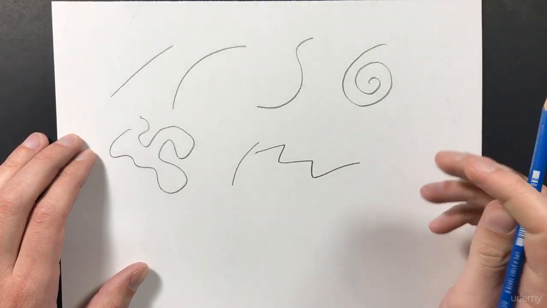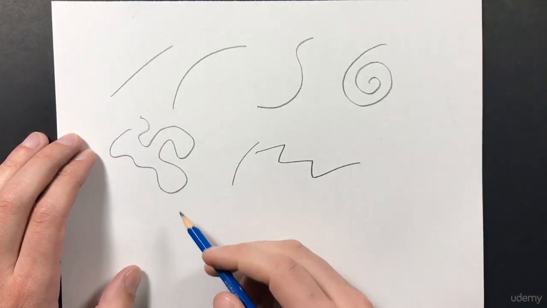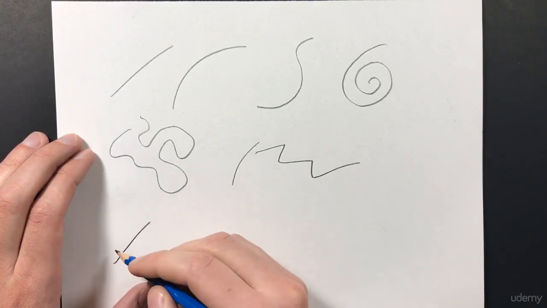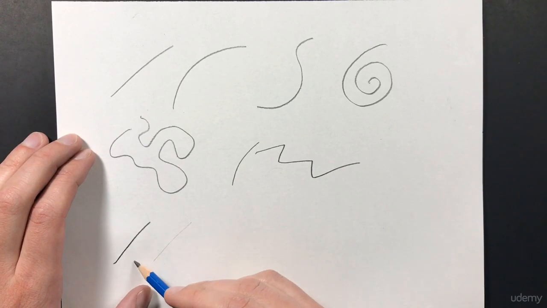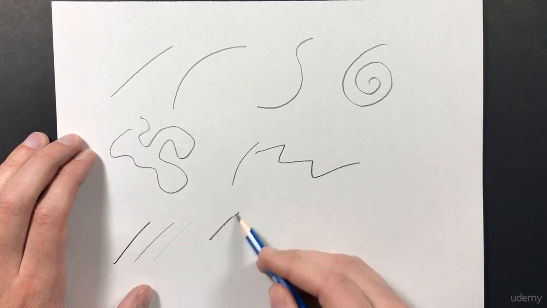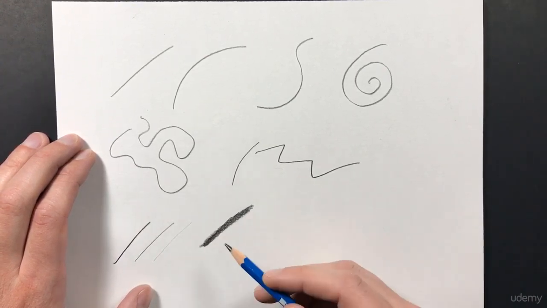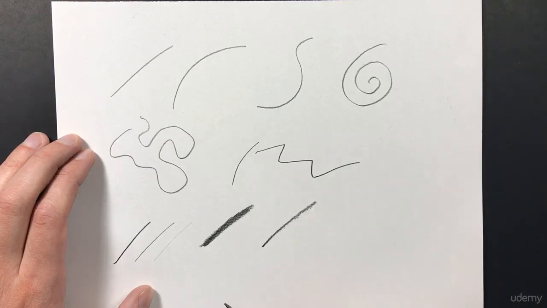And there are different things that you can do to make your lines look different. First off, you can draw a dark line by pushing really hard with your pencil, or you can draw a light line by drawing softly, or you can draw one in between, like so. You can also create very thick lines by drawing lots of lines together, or you can draw with the edge of your pencil, like so.